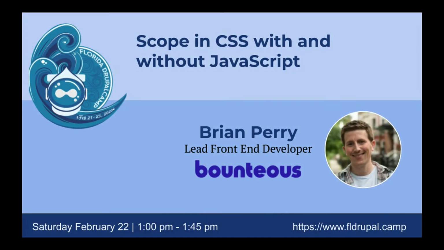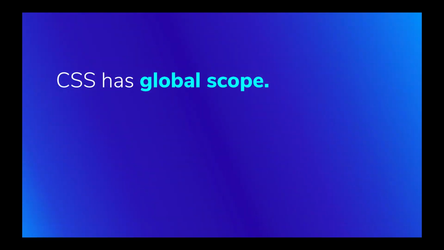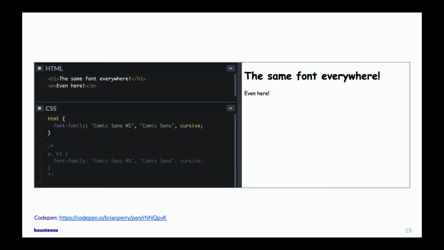So this is Scope in CSS with and without JavaScript. I'm Brian Perry. CSS has global scope. So let's look a little bit at what that actually means.